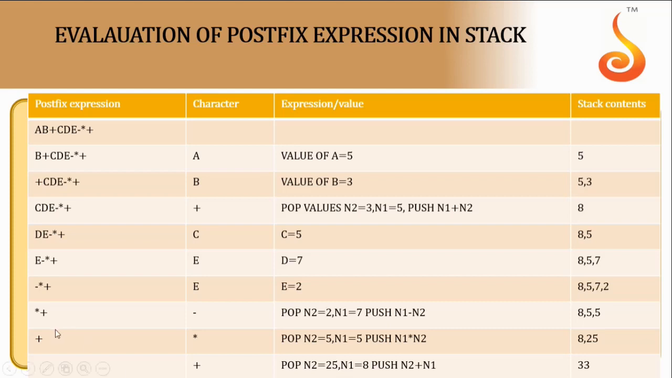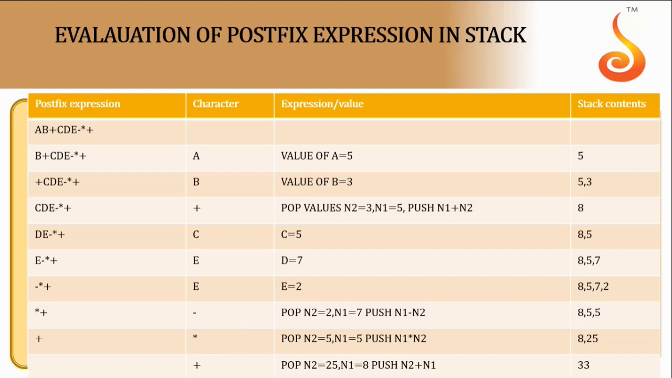After that, I have minus. The remaining postfix expression is star and plus. Whenever you encounter an operator, the two values would be popped out. What were the two values here? The last in first out principle. So first 2 would be popped out, then 7 would be popped out. My stack would be left with 8 and 5. So 2 would go to N2 and 7 would go to N1. I would perform N1 minus N2 because here the character is minus. So I need to find the difference, right?